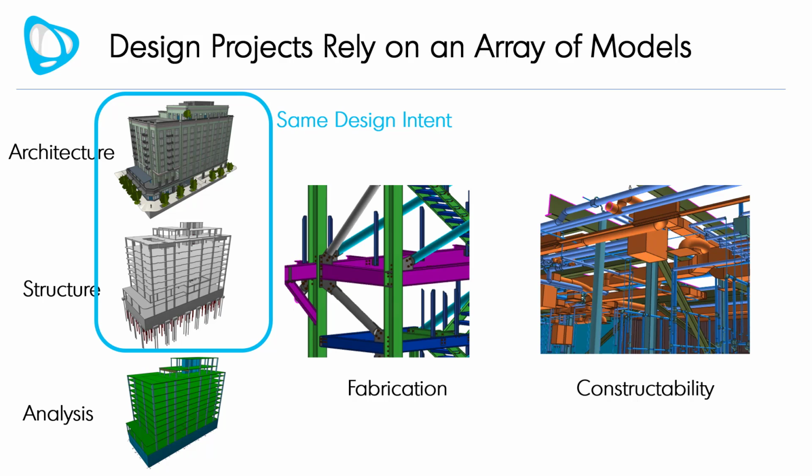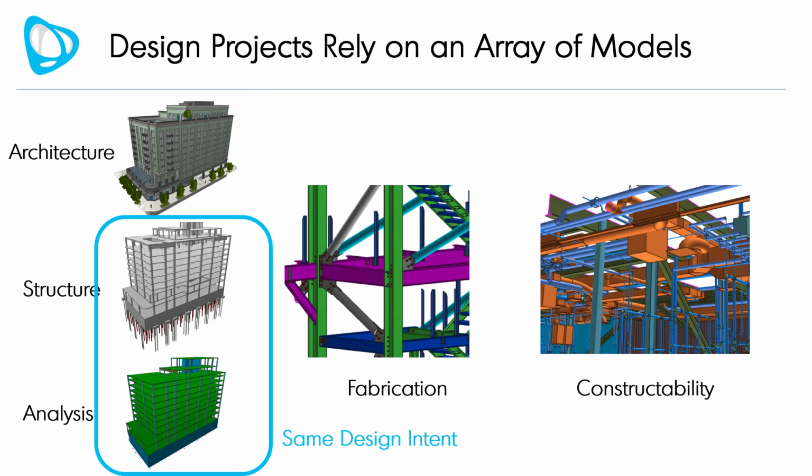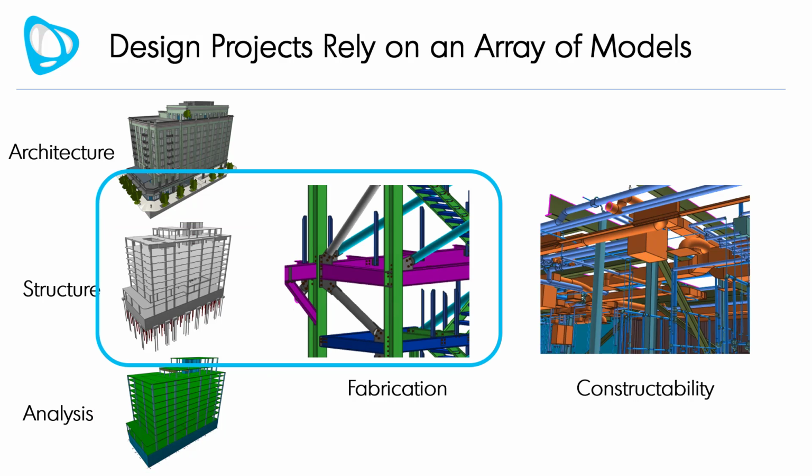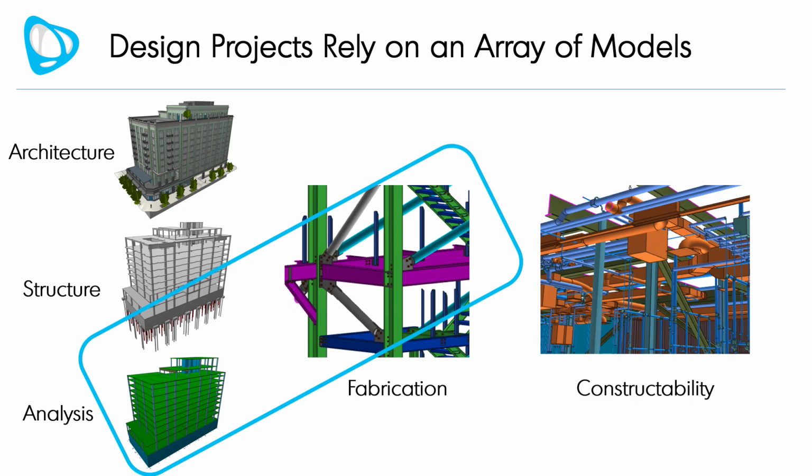So stepping back, we realize that the architectural and structural models really have the same intent. They're trying to represent similar things. Likewise, the structural and analysis models are expected to represent the same intent as well. Also, when you go into fabrication, the steel fabrication shop drawing model has to represent what the engineer had outlined in their Revit structure model.